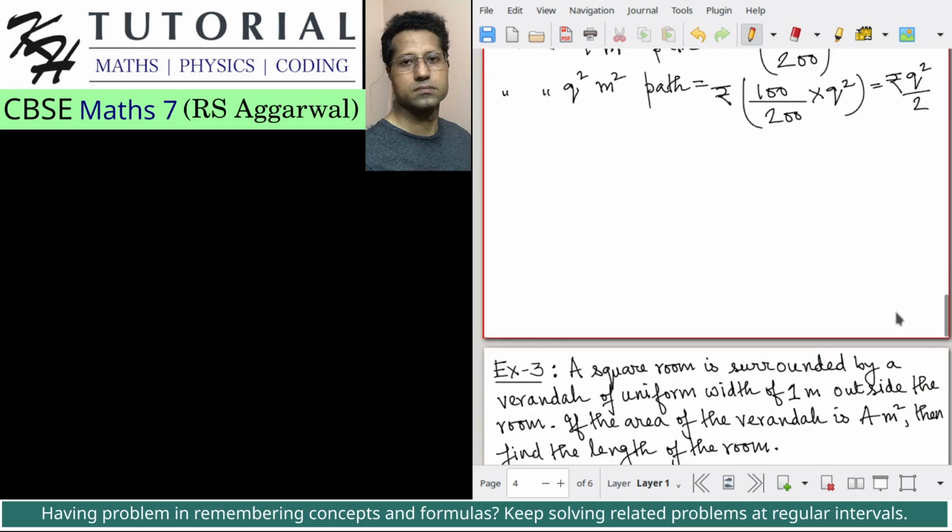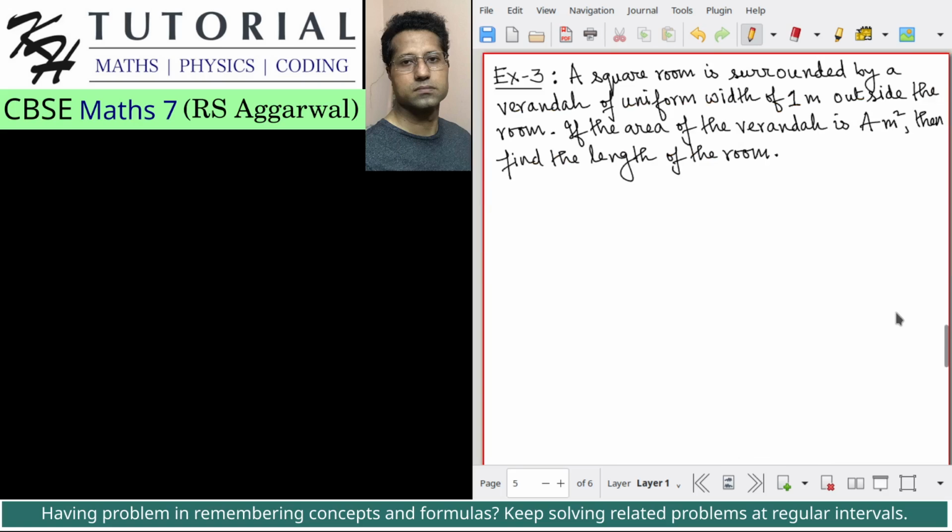Okay, let's see the next problem. A square room is surrounded by a veranda of uniform width of 1 meter outside the room. It is a square-shaped room. In this case, the rectangular plot is nothing but the square room. If the area of the veranda is a meter square, then find the length of the room.